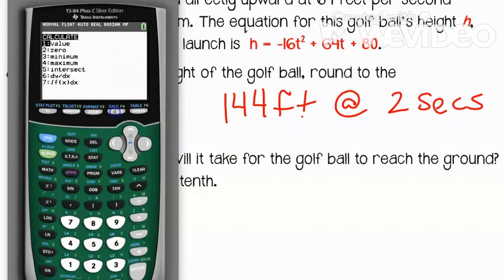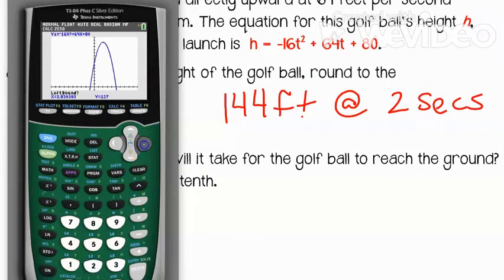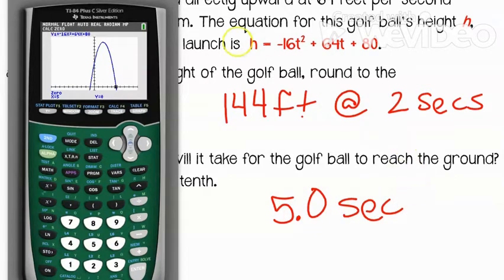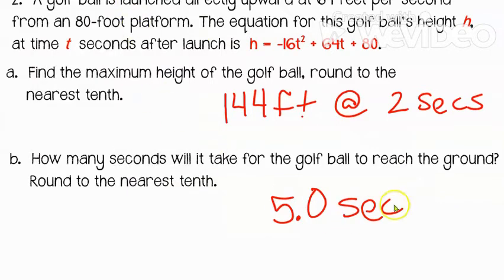Second, trace, number 2. I want to calculate my 0. So I move my cursor so that it is above it, which technically is left bound. I know that's weird, but I'm to the left. Now arrow over to the right, press enter again, and it looks like 5. Oh, round to the nearest tenth, right? Okay.